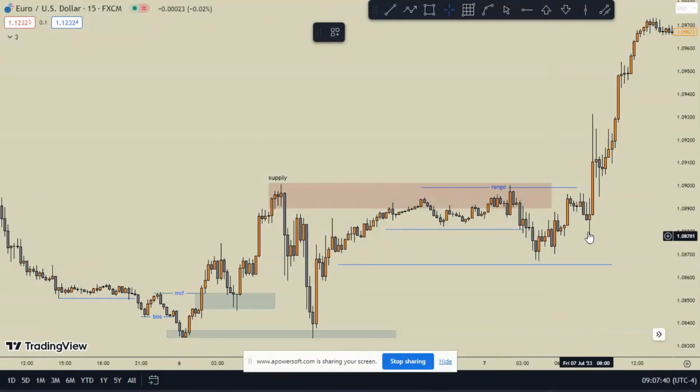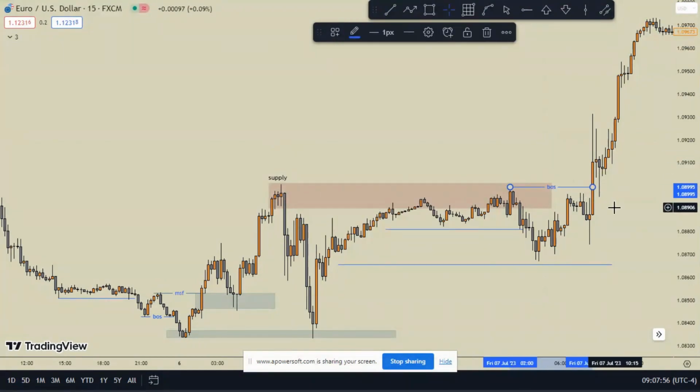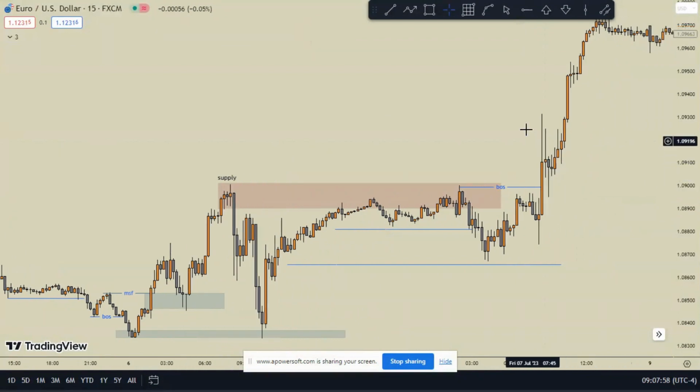Now they aggressively broke out, so we got a break of structure. So we have our range over there, but overall we can see that we got a break of market structure here, and a bullish one. When we got a break of market structure over there, we can see that the market retraced back. And then what do we see here?